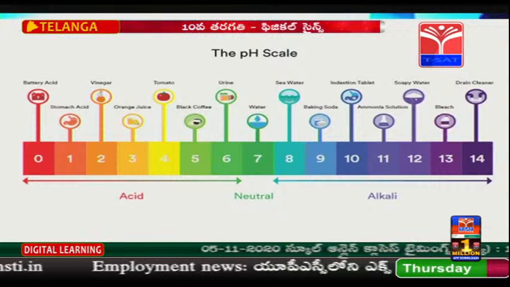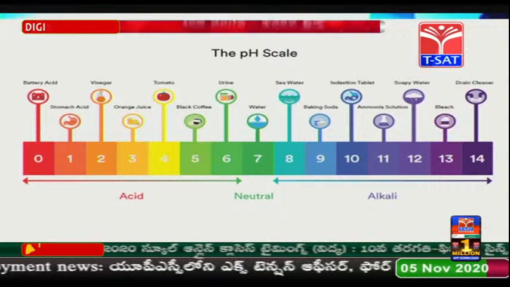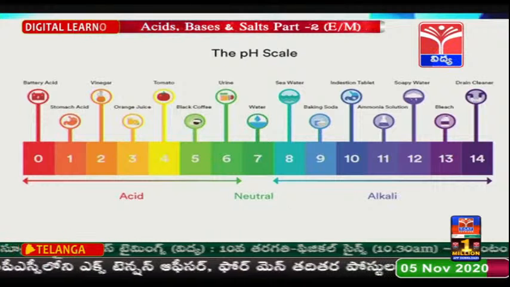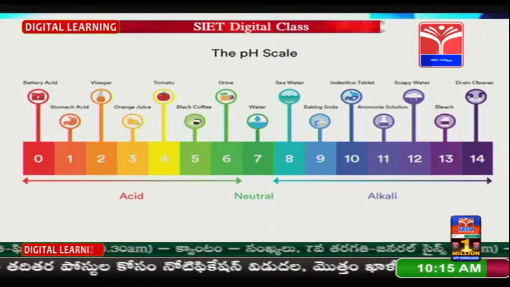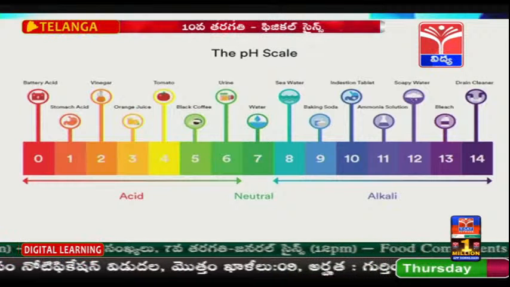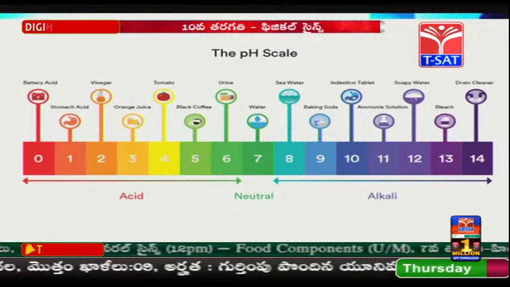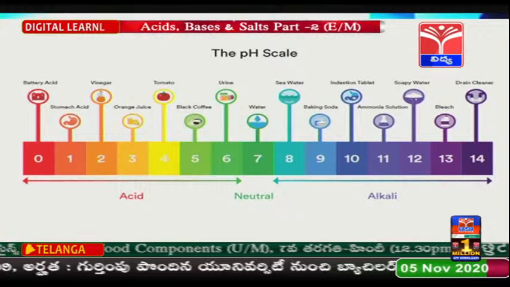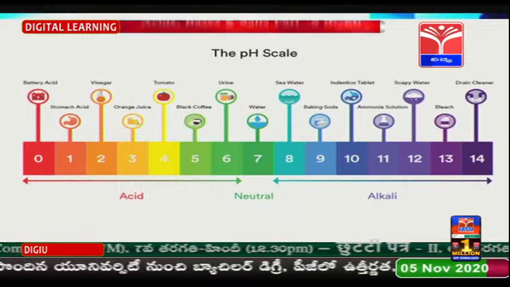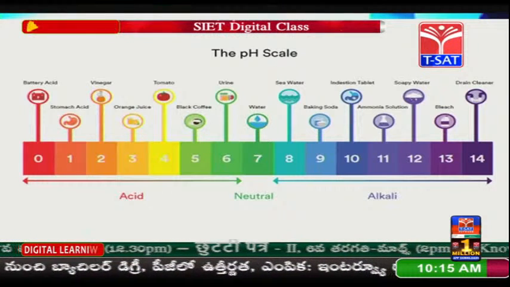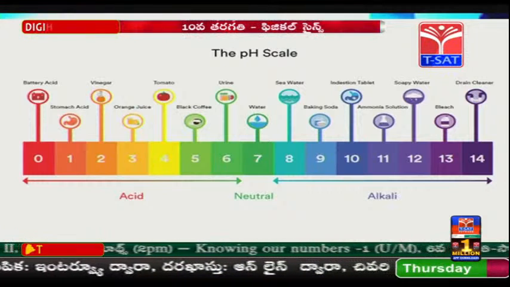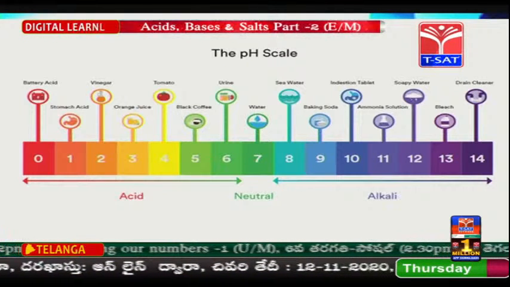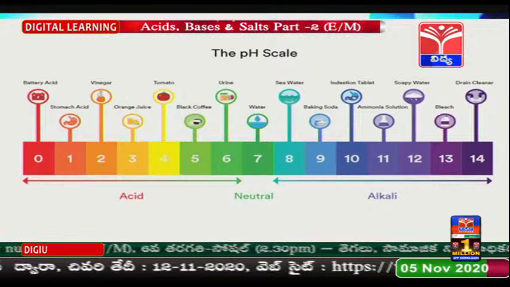Similarly, tomato has a pH value of 4. Black coffee has a pH value of 5. Similarly, urine has a pH value of 6. All these substances are acidic in nature. When we take water, it is neutral, it is neither acidic nor basic. So, it stands at 7 on the pH scale.